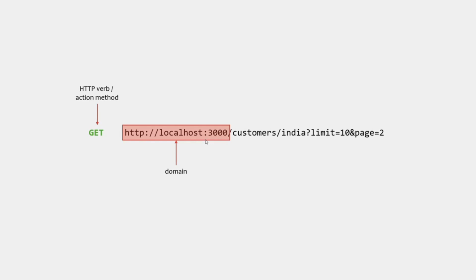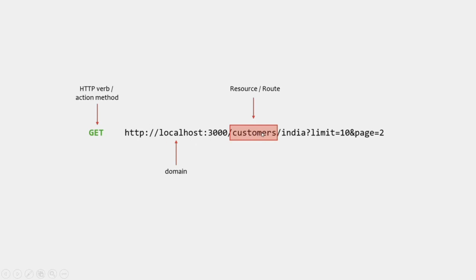After the domain, we might also have a resource or a route. For example, if you want to get all the customers of your e-commerce application, after this domain name, this customers is the resource, or you can also call it a route. Then we can also have users as the route. We can have, let's say, posts as the route. We can have product as the route. So this is the route of this endpoint.